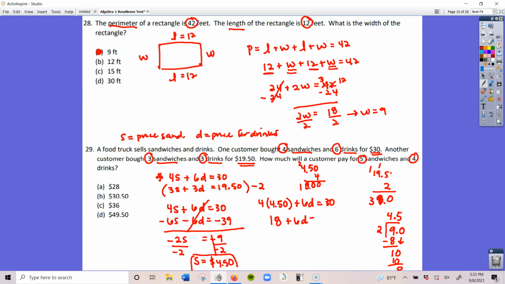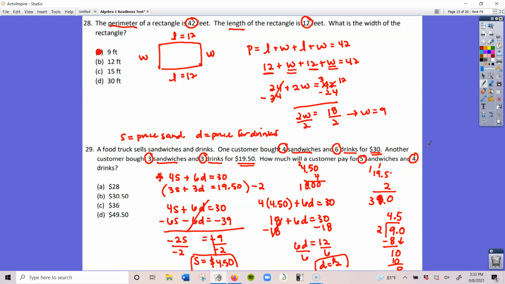Plus 6D is equal to 30. Now we subtract the 18. 6D is equal to 12, and then divide by 6. So D is equal to $2 exactly. So now I have the cost of each one.